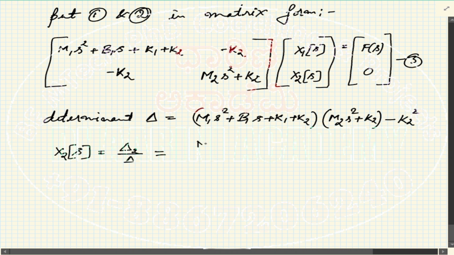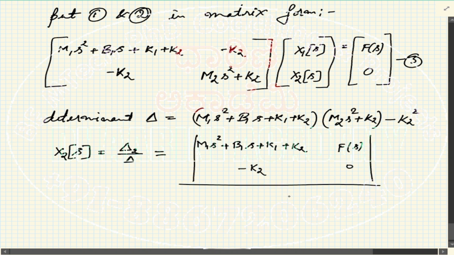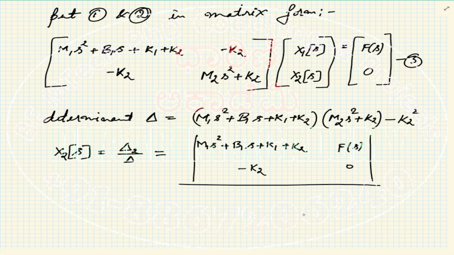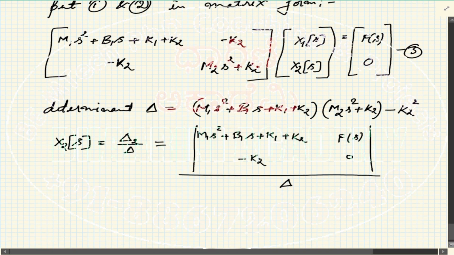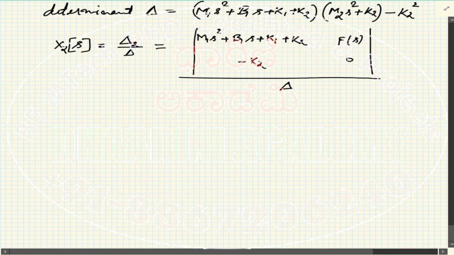So this is m1 s squared plus b1 into s plus k1 plus k2, and minus k2 over here. So this is f of s and 0. I need to take this determinant, all divided by the delta value. Delta we have already calculated. So what is delta 2 now? Delta 2 is nothing but 0 plus k2 into f of s, divided by delta. This is x2 of s, right?